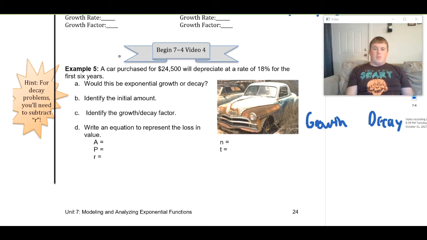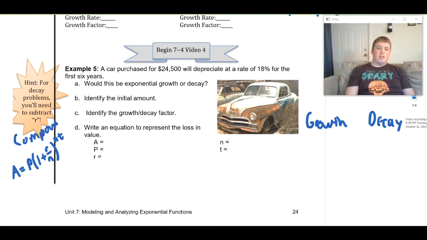Now, just to refresh your memory from the previous videos, we talked about how we have the compound interest formula, and that is A equals P times (1 plus R over N) raised to the N T power. This was our compound interest formula. We talked about how we could convert this into our exponential growth formula. We do the same thing to change it into our decay formula.